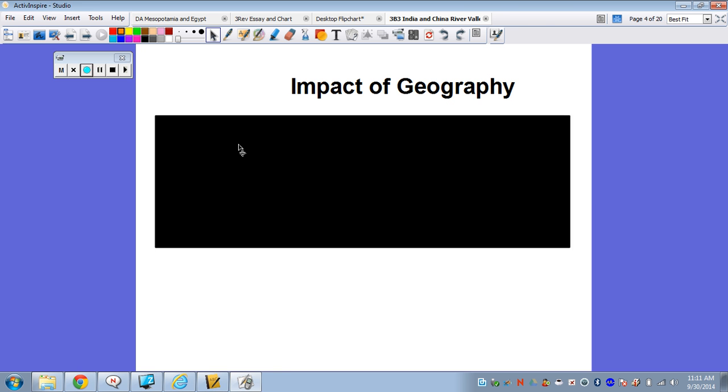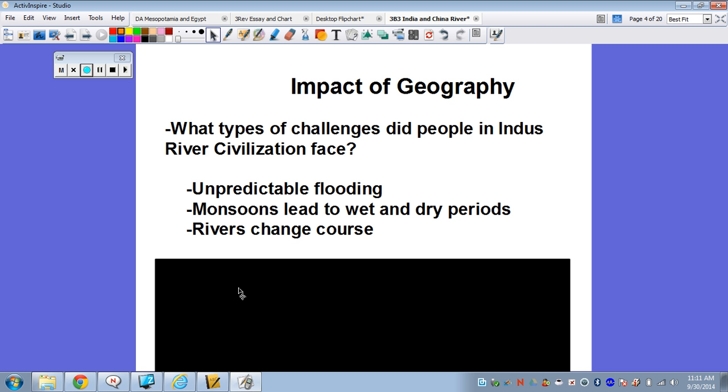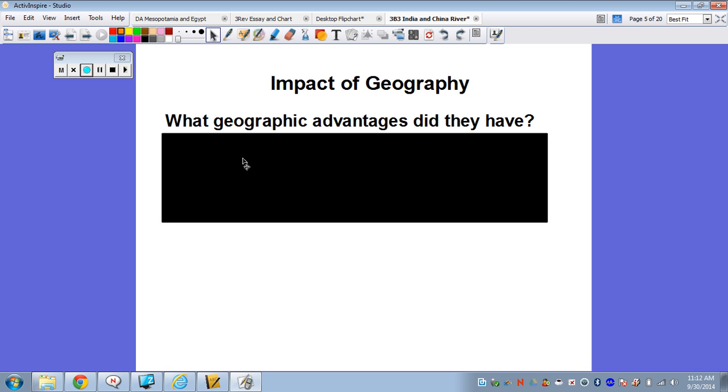And then as far as the impact of geography goes, what types of challenges did the people in the Indus River face? Well, we've already talked about the unpredictable flooding. So we know the devastating effects that can happen when floods happen. It could wash away your house, or it can wash away a village. It can wash away your crops. It can ruin your crops. So it could be a problem in those ways. The monsoon is going to be wet and dry periods, like we said, so that people are going to have to deal with that. And then the rivers changing course are also another factor.